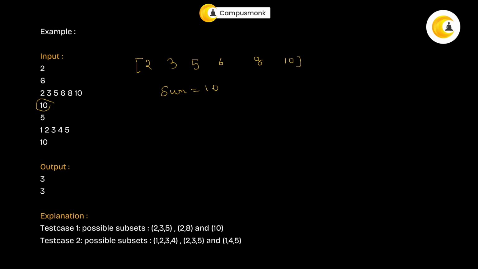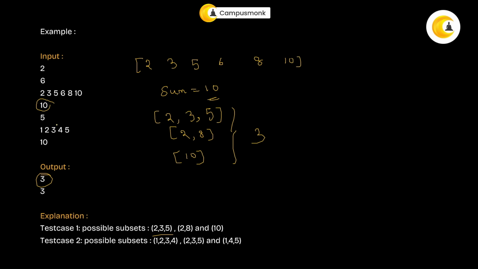All right, so you basically have to figure out all the possible subsets that will add up to this sum. So it is this, that is 2, 3, 5. Then the other subset is 2 and 8. The other one is 10 itself. So in total how many? 3, and that is your output.